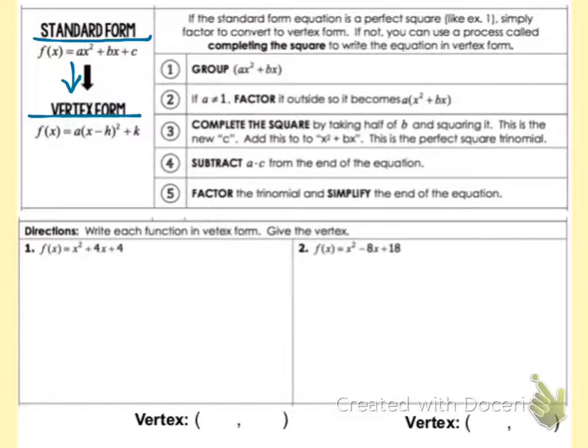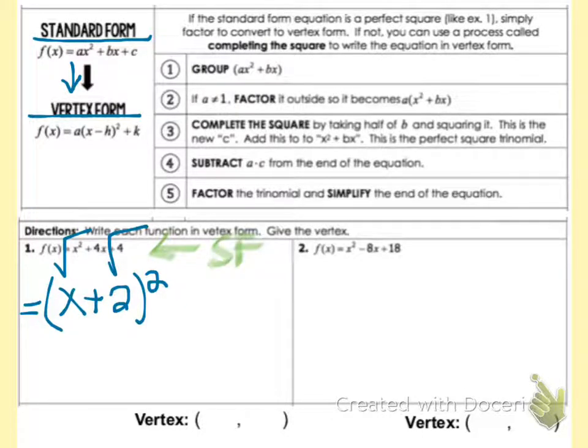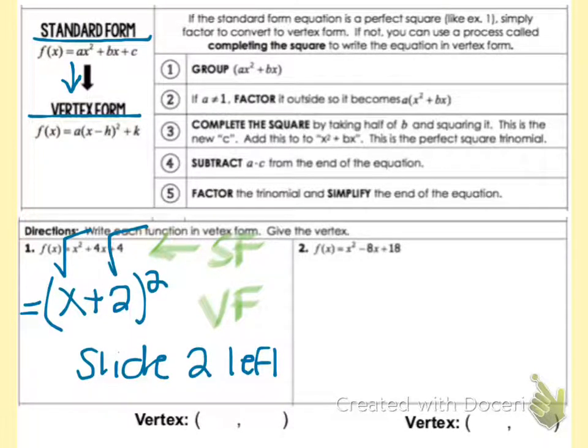So we know that the square root of the first term is x. The square root of the last term is 2. If I multiply x and 2 and double it, I get 4x. So that means this is a perfect square trinomial. And so now I've written it as a square binomial, and I just switched that from standard form, right? This was standard form, and now I've moved it down into vertex form, okay? It just happens to be a slide 2 to the left.